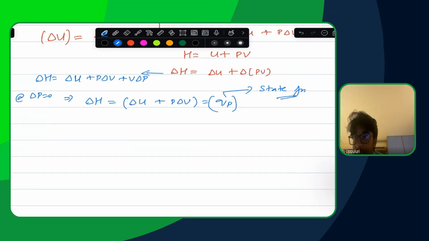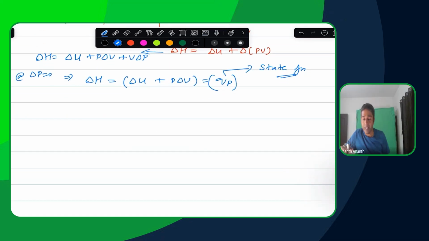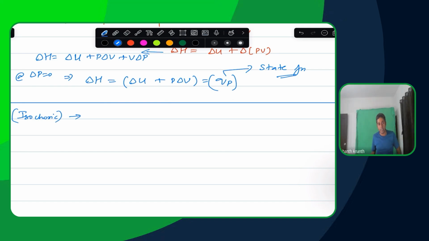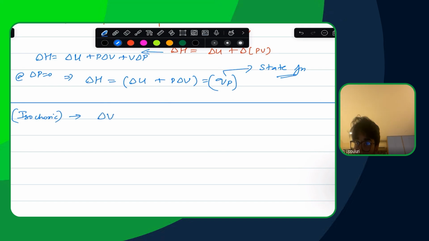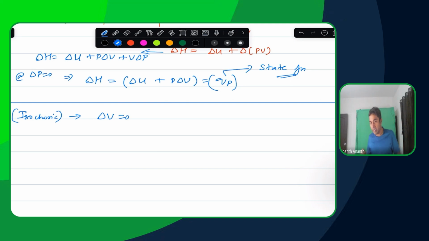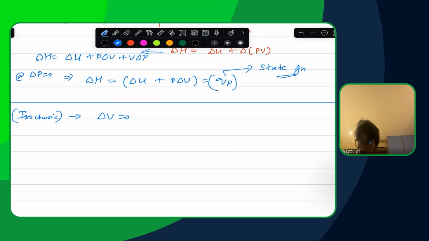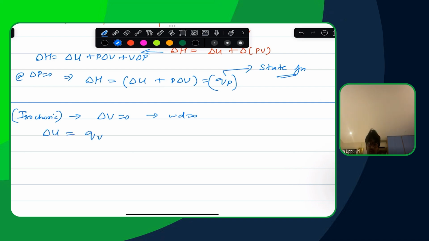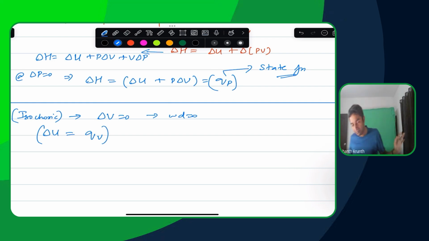Now, next, let's go for isochoric. So if it is an isochoric process, what does that mean? Delta V is 0. Perfect. So delta V is 0, and we'll have what being 0 here? Directly, work done is 0. That means directly I will have delta U as delta Q, that is QV. Again, straightforward, a state function.